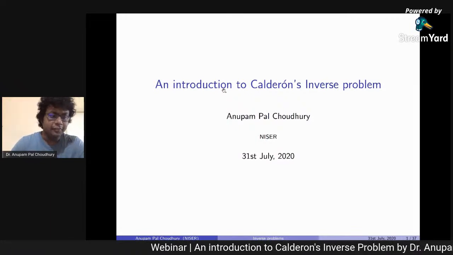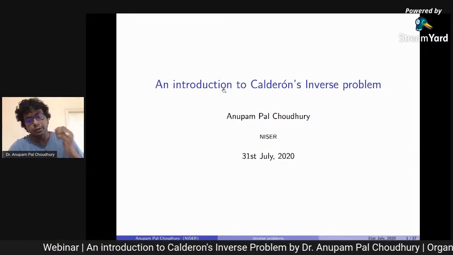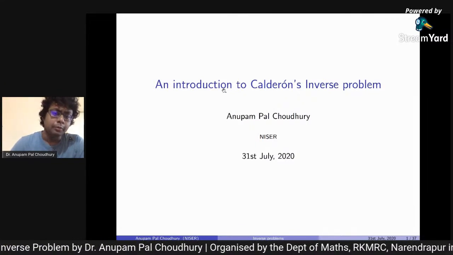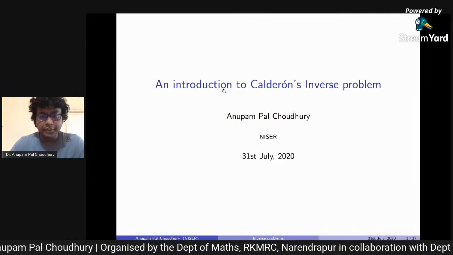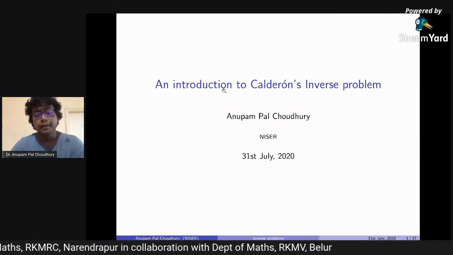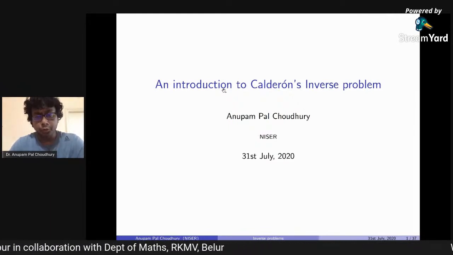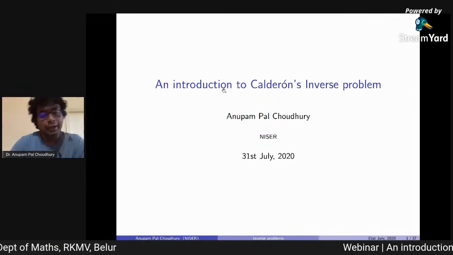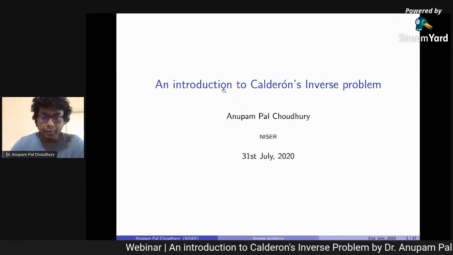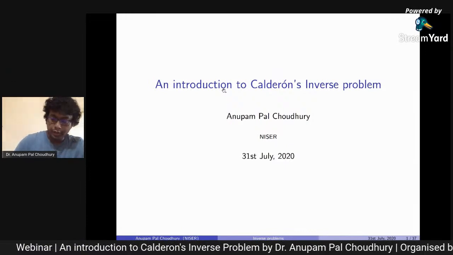And then in the second half of the talk, I want to concentrate on the specific problem which arises from something known as electrical impedance tomography, which I'll obviously explain to you as I proceed. That was proposed by a mathematician come engineer, I would say, known as Calderon, and therefore the name Calderon's inverse problem.